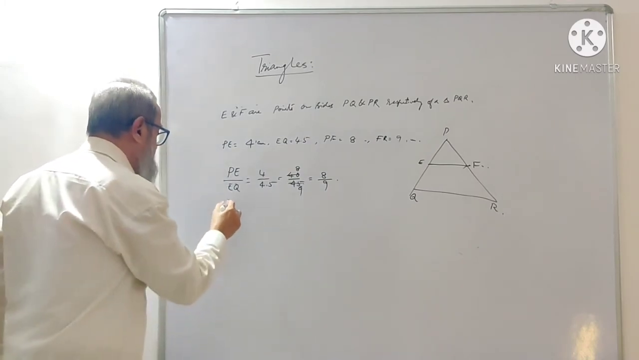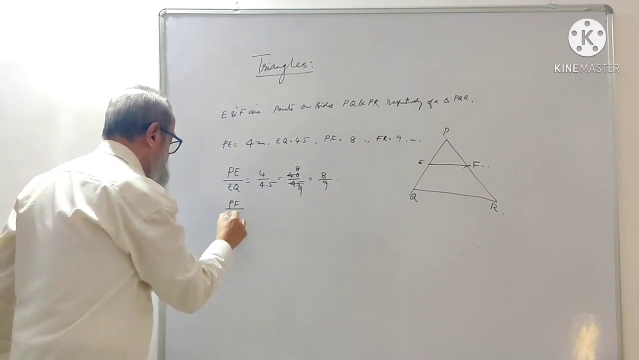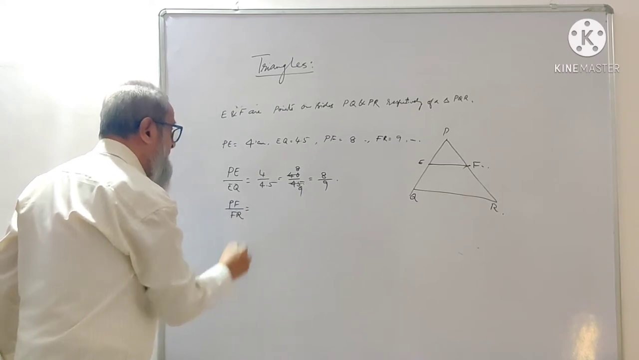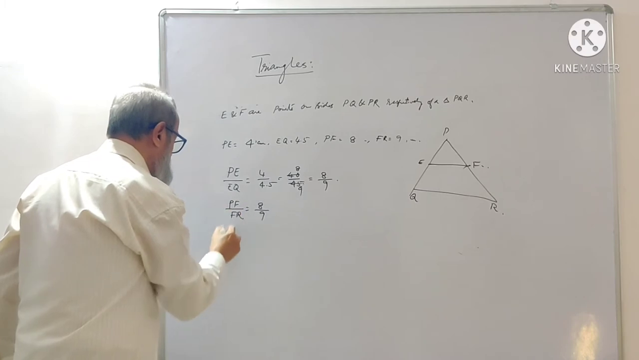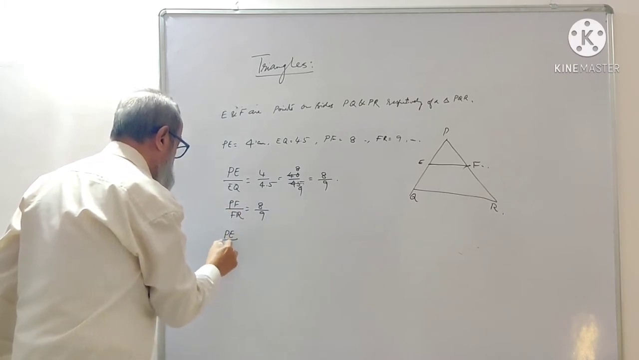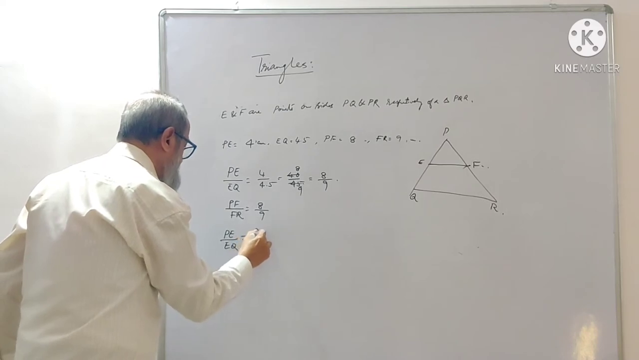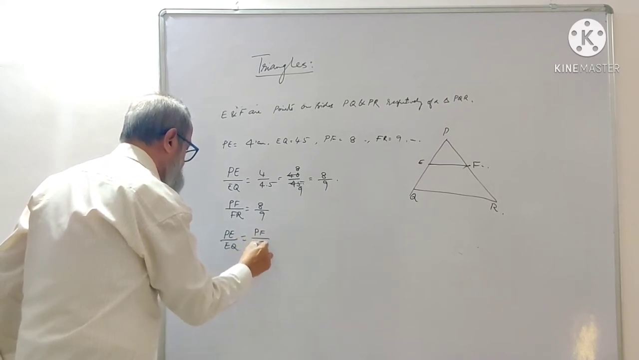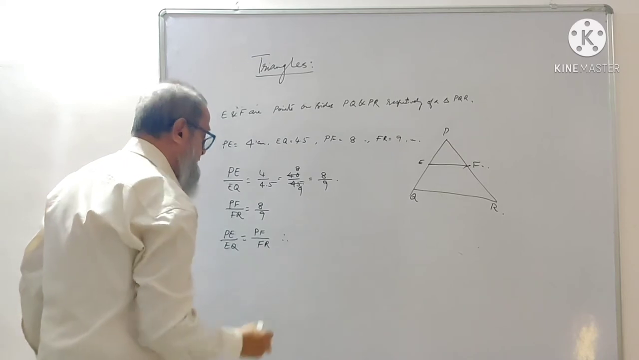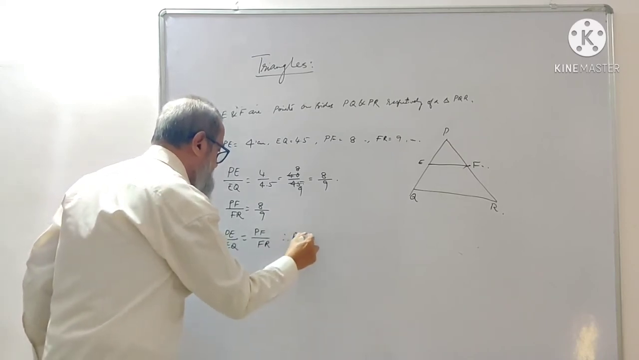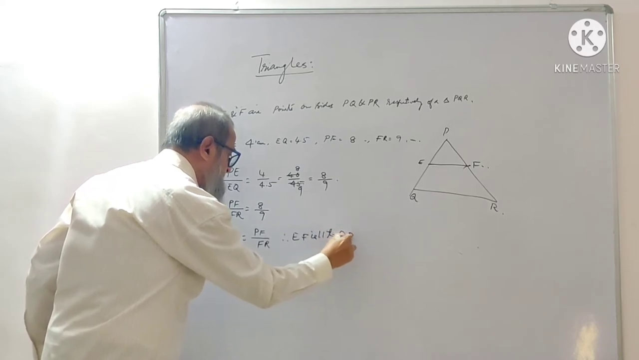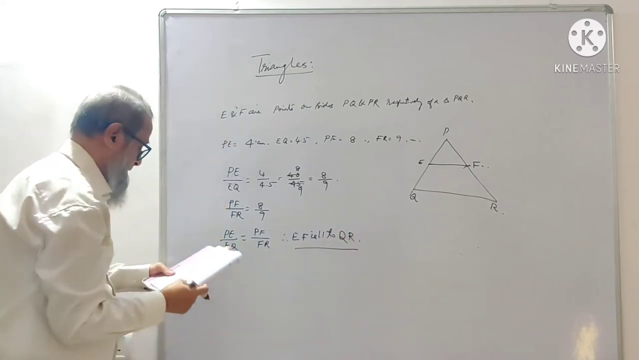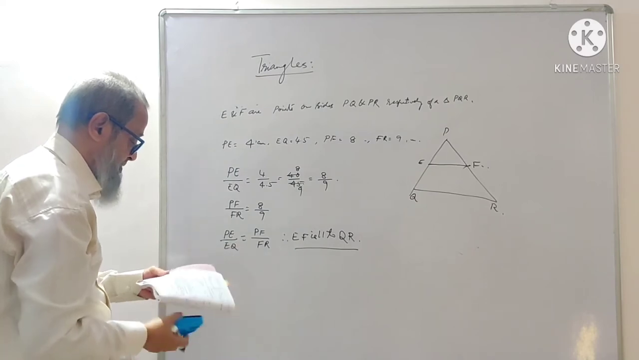What is PF by FR? That is 8 by 9. So now PE by EQ is equal to PF by FR. Both are in the same ratio. Therefore, now in this case, EF is parallel to QR. This is one type.